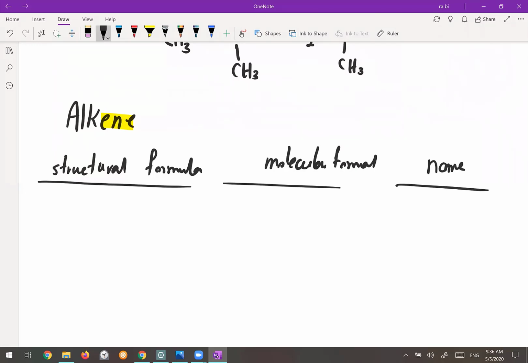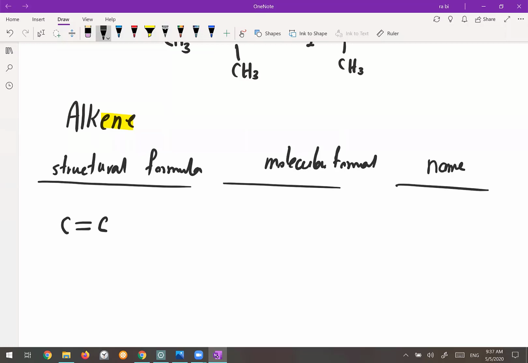Okay, the first member of the alkene must have two carbons. In the alkane, the first member had only one carbon and it was the methane. But in the alkene, because we must have the double bond between the carbons, we cannot have only one carbon. So the first member of the alkene homologous series has two carbons. So carbon connects to another carbon by the double bond.